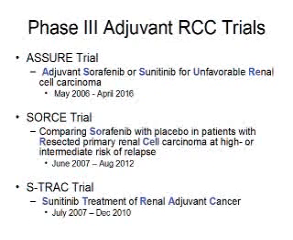This is the phase 3 adjuvant trials I mentioned earlier. What you'll see is there are acronyms, such as the ASSURE trial, which is the adjuvant Sorafenib or Sunitinib for unfavorable renal cell carcinoma. There's the SORCE trial, which compares Sorafenib to placebo in patients who have had surgery and are at high or intermediate risk of relapse, as defined by that particular protocol. And then the STRAC trial, Sunitinib treatment for renal adjuvant cancer. So again, they create some acronyms to help with these. Data on these will be forthcoming as the enrollment completes and trial data is available for review.